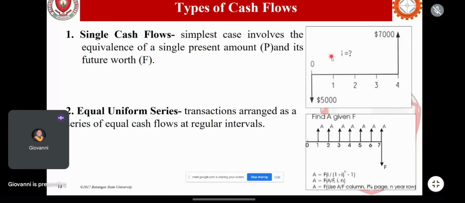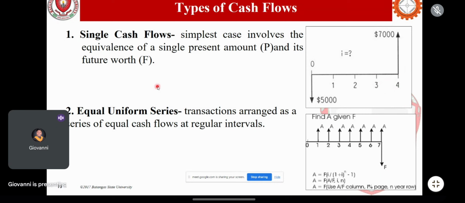So, for this one, sabi niya, 5,000 daw natin after 4 years, magiging $7,000. Applying yung interest. Then, lagi niyo po tatandaan, for single cash flows, ang ating present worth is always starting at year zero and ang ating future worth is always ending at year end. Kung ano man yung ating year end. So, from zero to year end.